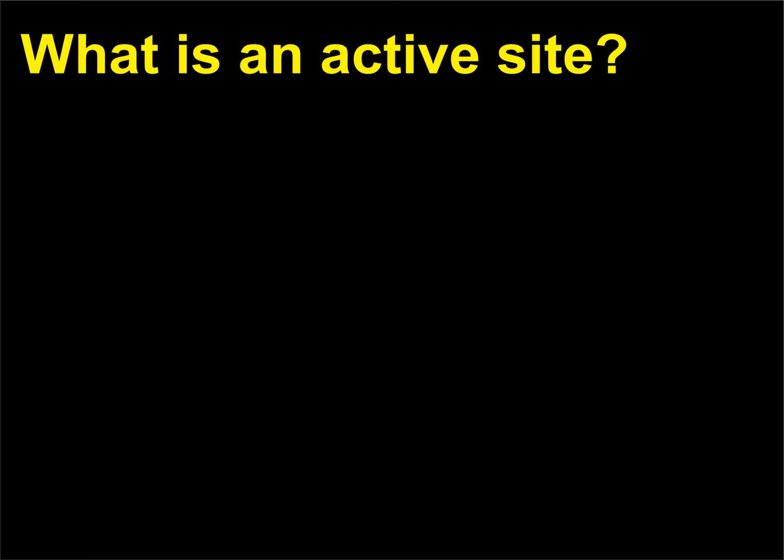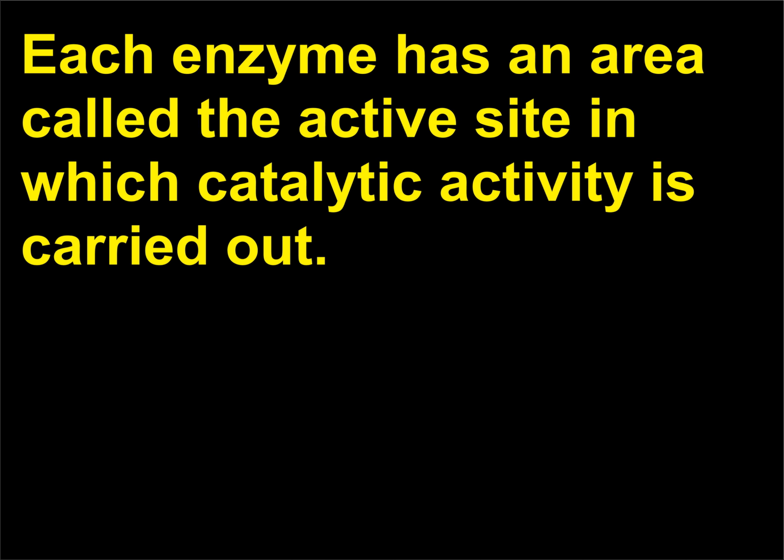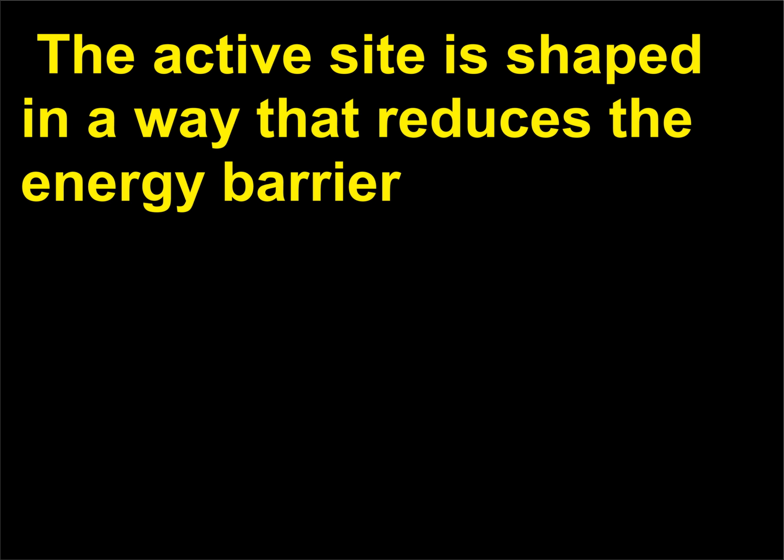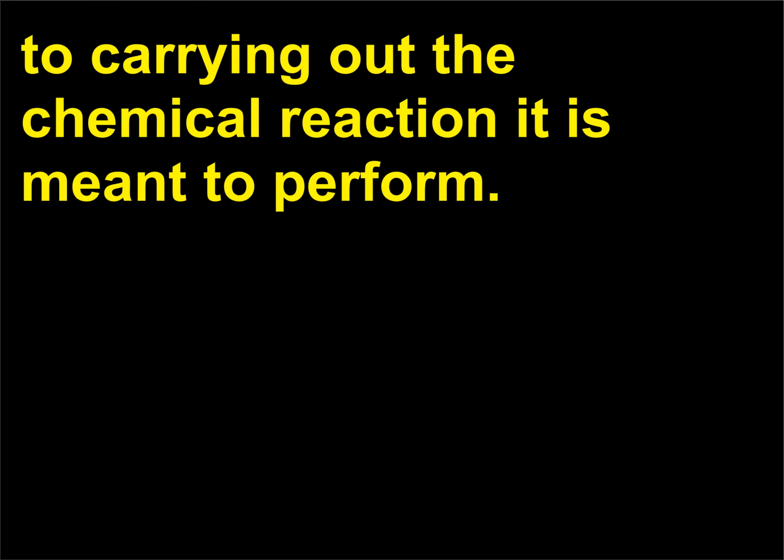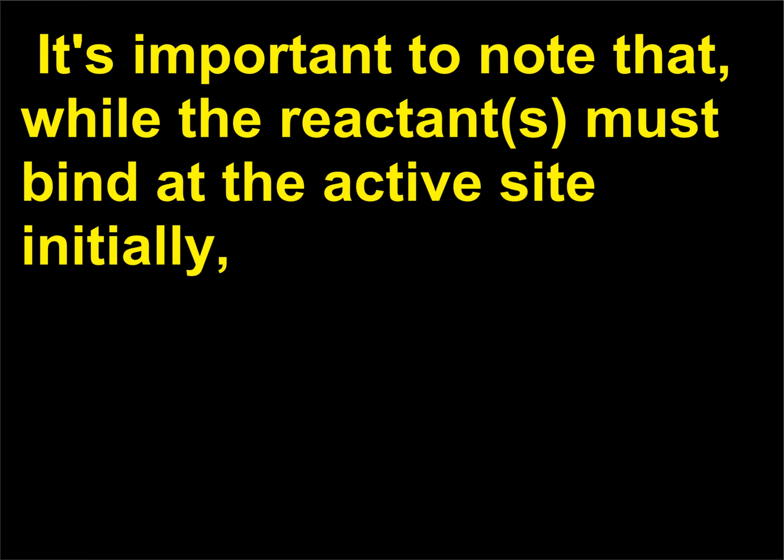What is an active site? Each enzyme has an area called the active site in which catalytic activity is carried out. The active site is shaped in a way that reduces the energy barrier to carrying out the chemical reaction it is meant to perform. It's important to note that, while the reactant, S, must bind at the active site initially, they must also be released after the reaction has been carried out.